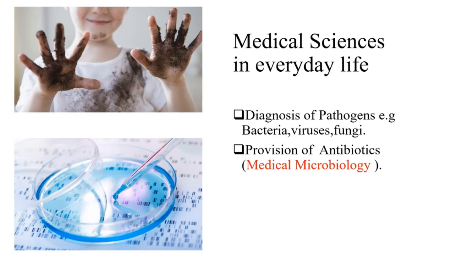So, for instance, in our daily lives, we have children at home, our younger sisters and brothers who play outside. They come into contact with several types of pathogens such as bacteria, viruses, and fungi, which may later cause infection so that they become sick.